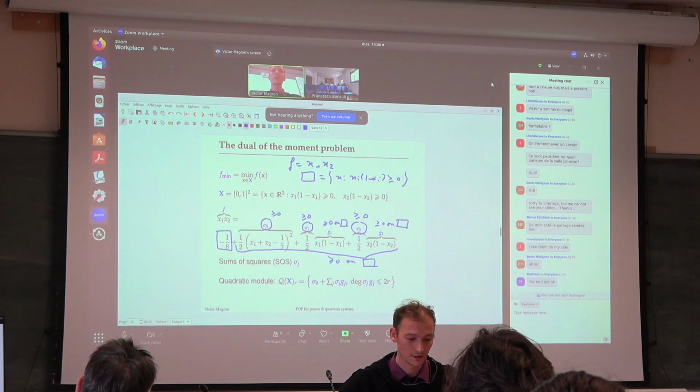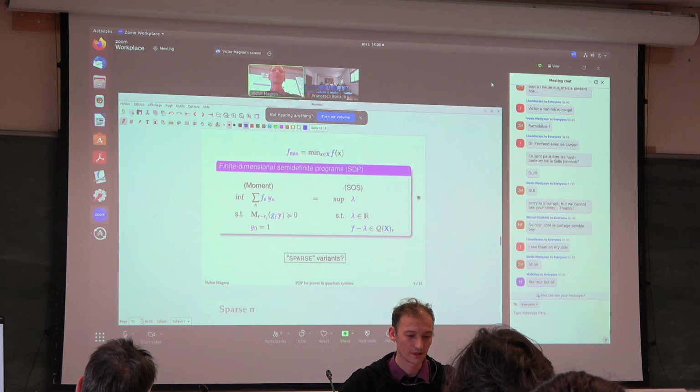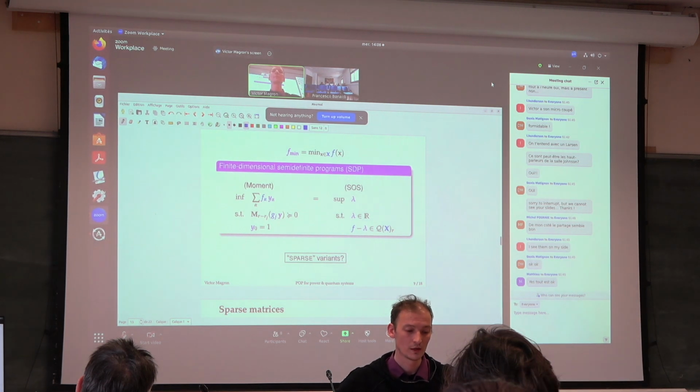Okay, so in the few minutes, this is a recap. I showed you the moment side on the left, the dual SOS side on the right. And then I will quickly explain how you derive sparse variants, but that will be extremely basic.